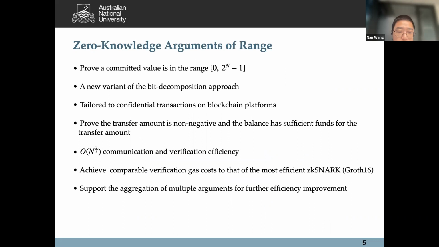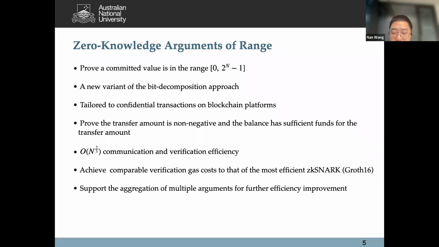First, we present a new type of zero-knowledge range argument. We devise a new variant of a bit decomposition approach to prove that a committed value is in the range between 0 and 2^n minus 1, where n indicates the bit length of the range.